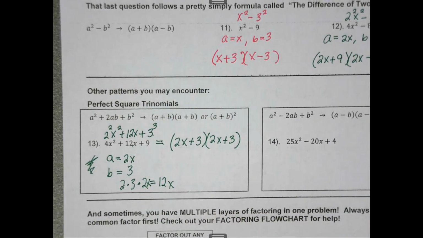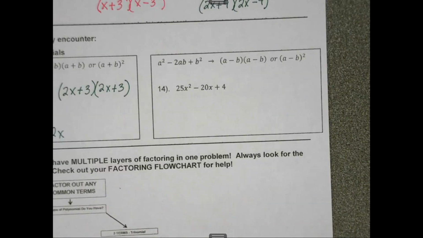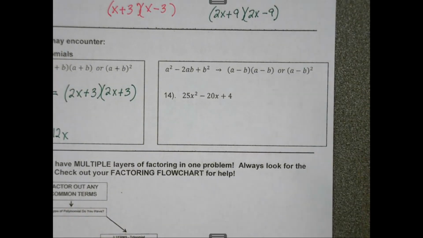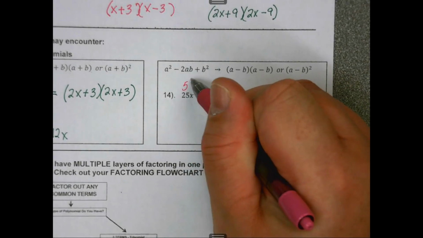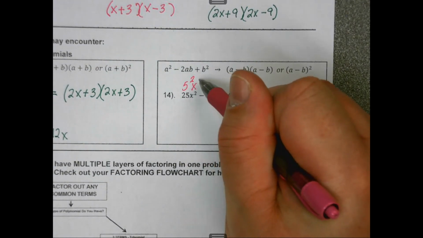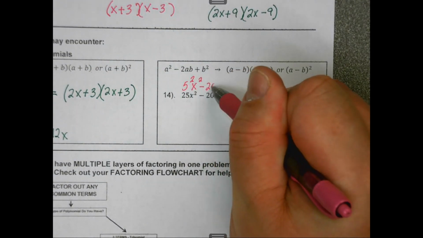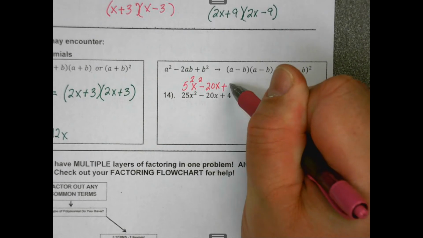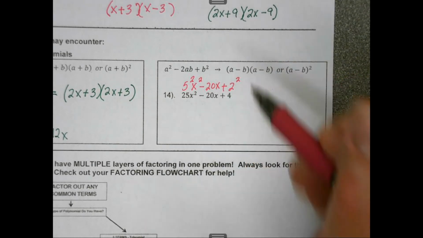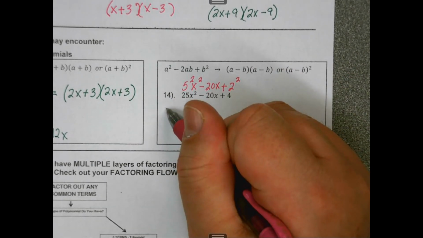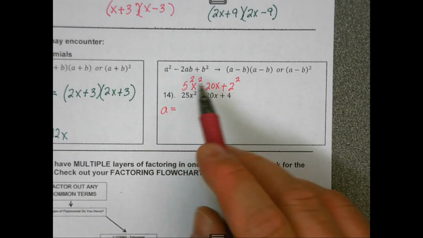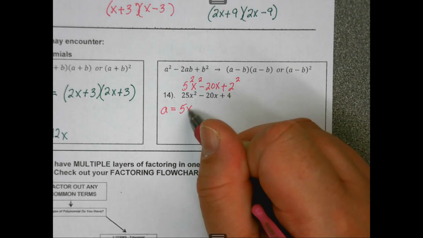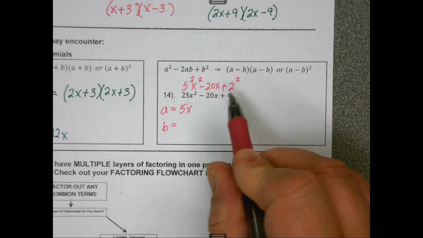So let's look at 14. Number 14, I have a difference. So let's figure out what the A is. 25x squared is 5x squared, minus 20x plus 2 squared. 4 is a perfect square. So my A is the base 5x. My B is the base 2.